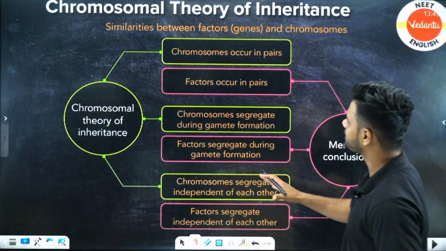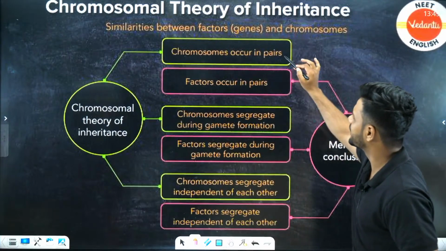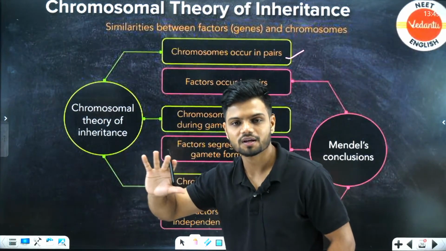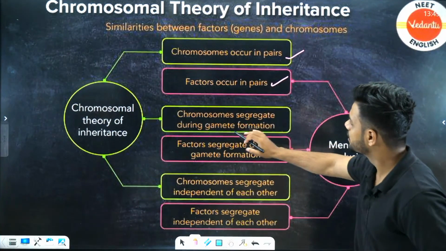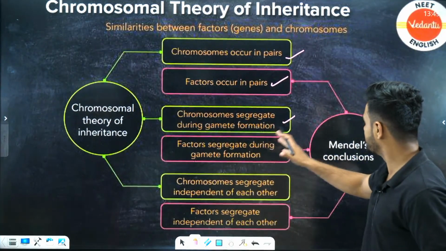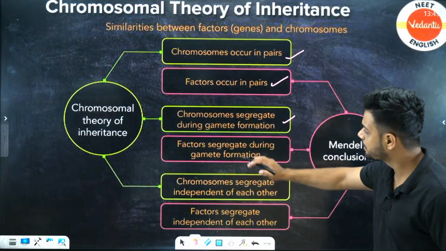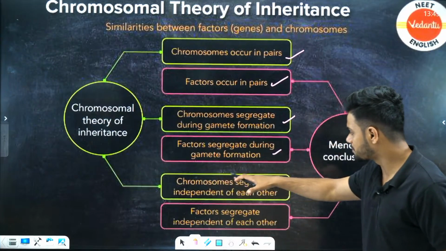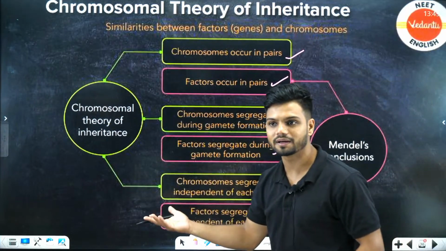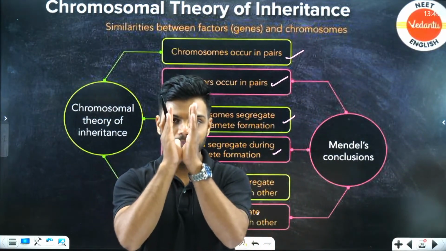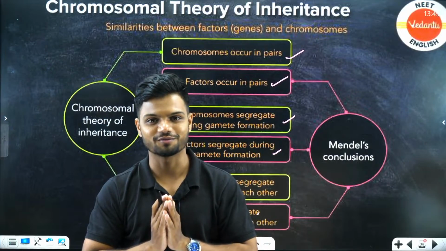Now students, what are the differences? See, similarities between your genes as well as your chromosomes. What are the dissimilarities? Chromosomes occur in pair. All of you know homologous chromosomes, and your genes also occur in pair, like factors, alleles are in pair. Chromosomes segregate during gamete formation, and even genes segregate during gamete formation. Alleles separate during gamete formation. Chromosomes segregate independent of each other. Factors segregate independent of each other. We learned independent assortment. So there is a similarity between behavior of chromosomes as well as behavior of the genes. You should know that, right?